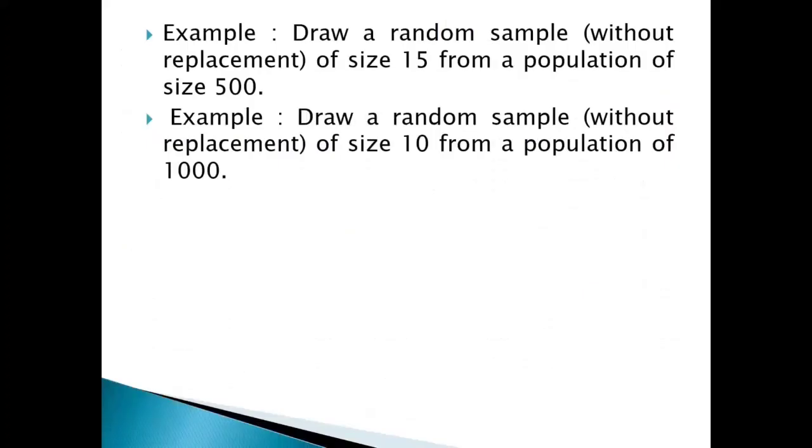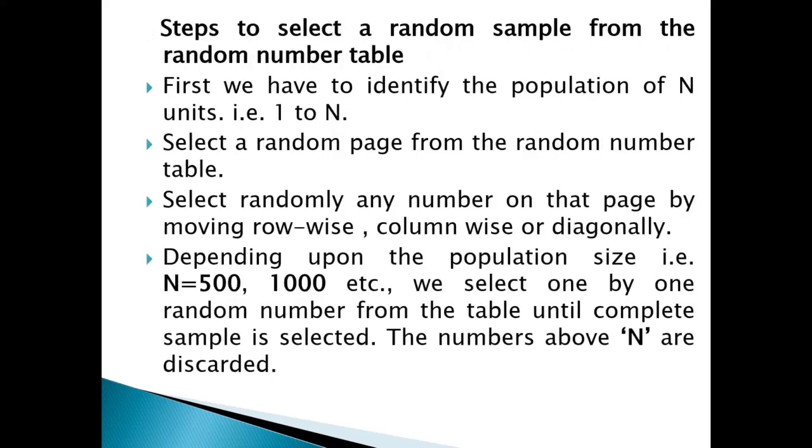But there are some steps that we must follow while drawing a simple random sample from this particular population. So these are some of the steps. First step: we have to identify the population of capital N units, that is 1 to N. We have to identify it.